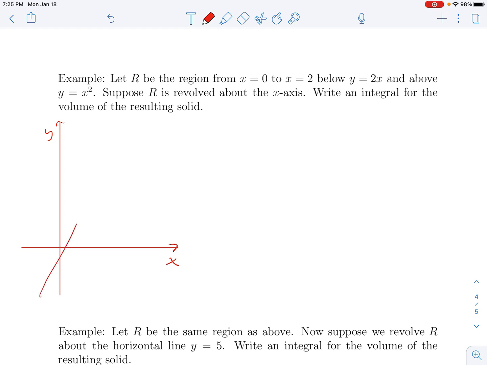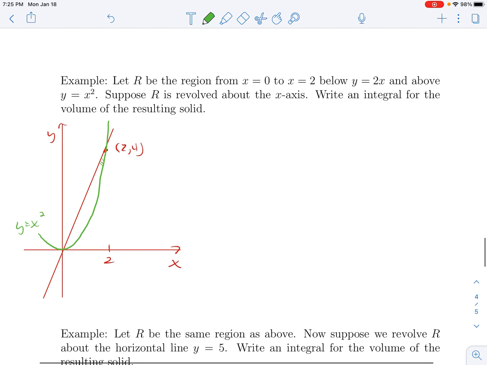So y equals 2x looks something like so. Here's 2. Here's the point 2 comma 4. Y equals x squared is our standard parabola. Conveniently, it also goes through 2 comma 4. And R is the region between those two, below the line and above the parabola. So R is this rather slim thing. That's R.